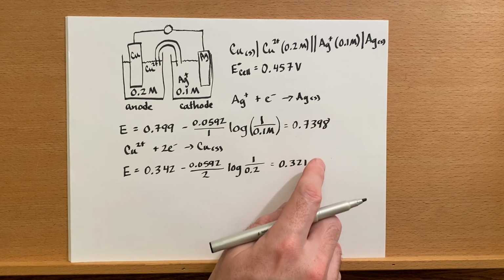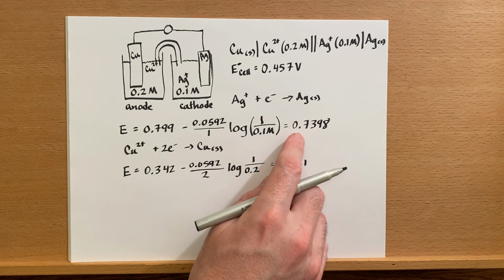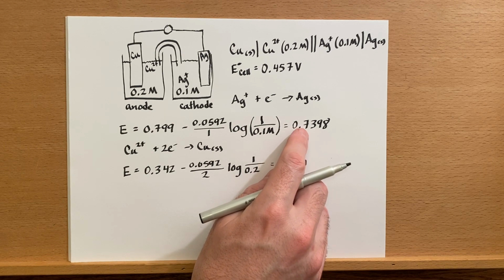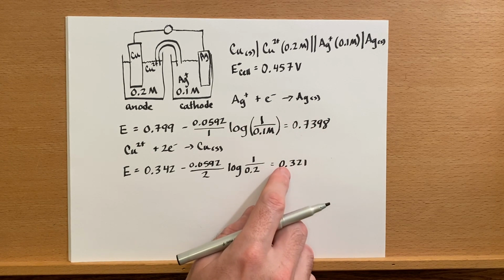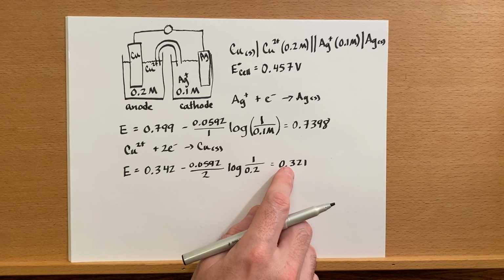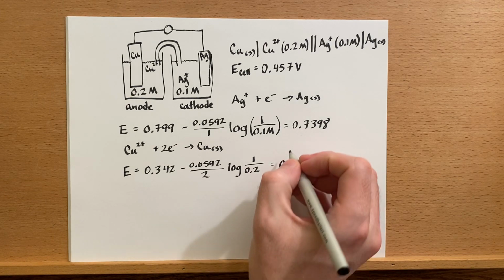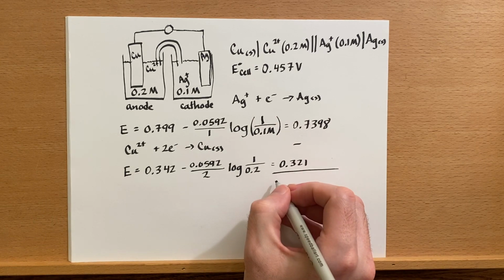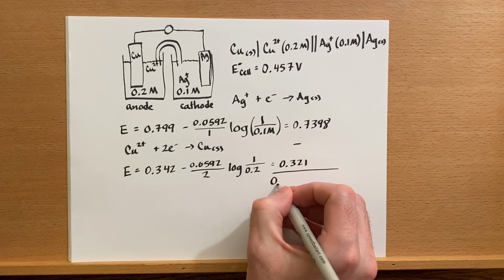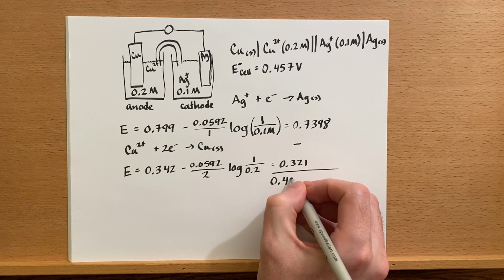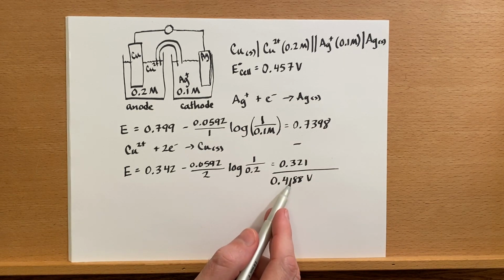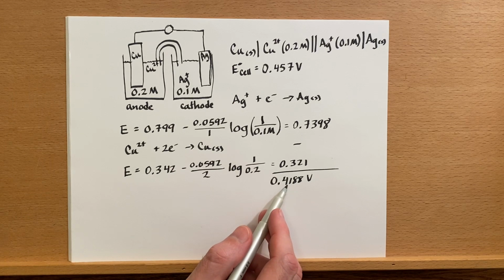Now, to calculate the overall potential, again, it's just cathode minus anode, except in this case, we use our non-standard values, so the values that we got out of the Nernst equation. So we'll simply take 0.7398 and we'll subtract our anode, which is 0.321. So we'll just put a negative there, and then that should total up to 0.4188 volts. And that's the potential of our cell under the non-standard conditions.